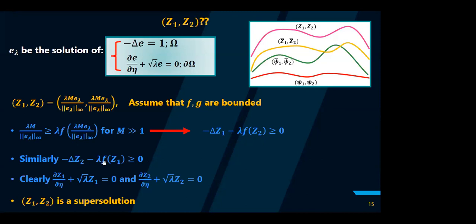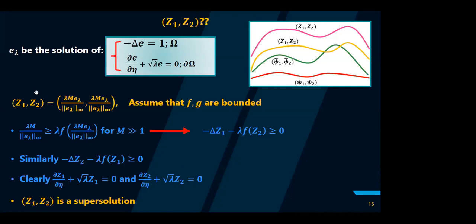Similarly, we can show this inequality. And if you go to the boundary, this boundary expression is going to be clearly 0 because E lambda satisfies this boundary condition. Similarly, we have the other boundary expression equal to 0. So that means C1 comma C2 is a super solution, a big super solution if you choose your M big.